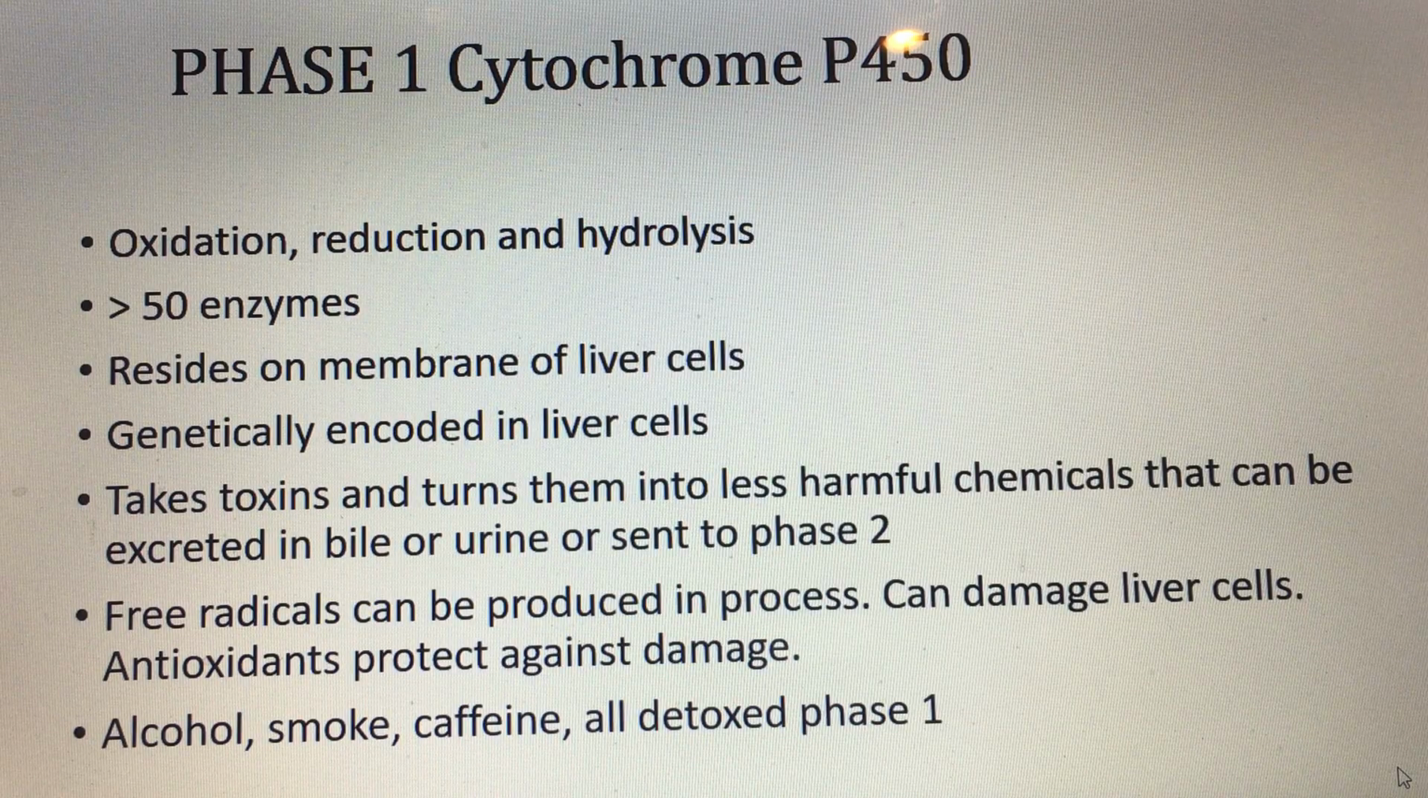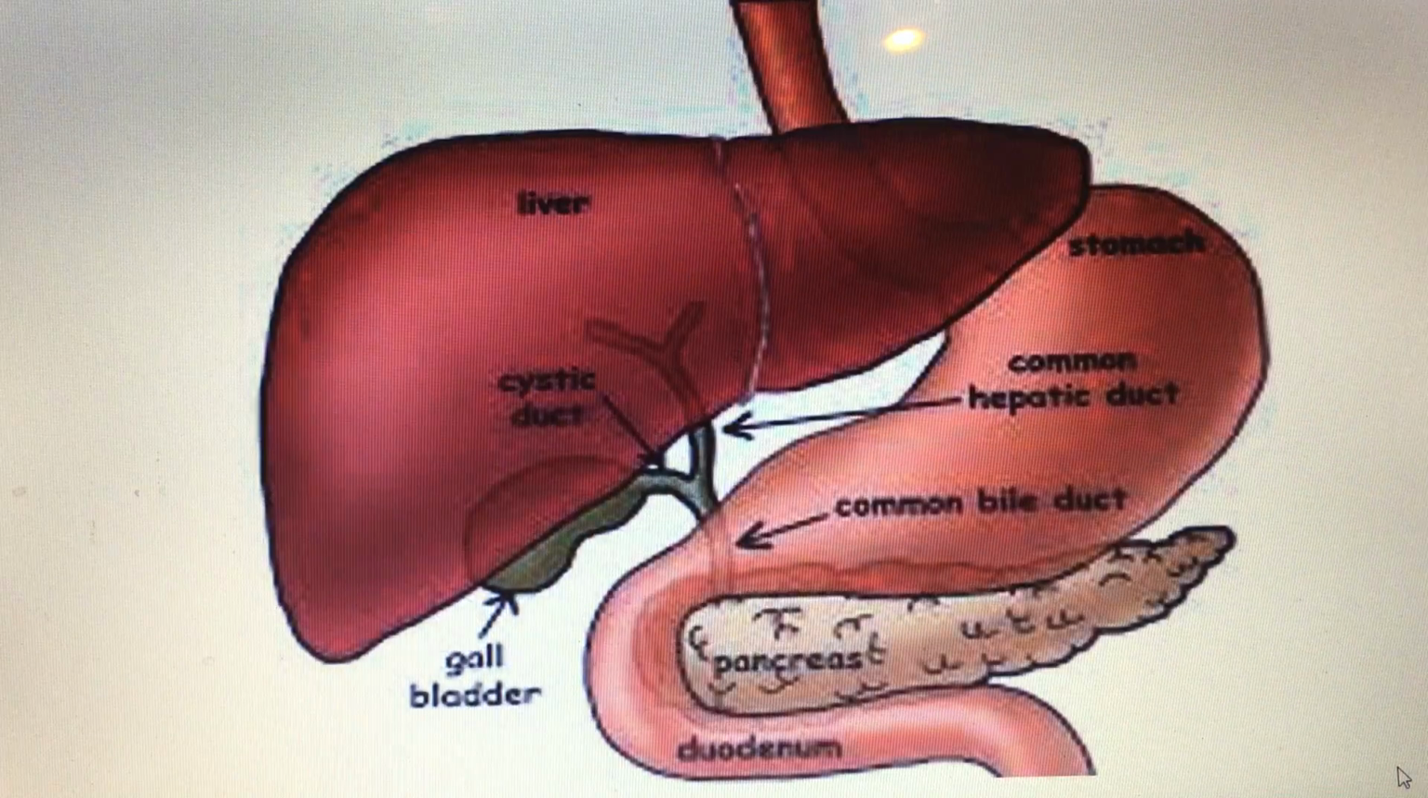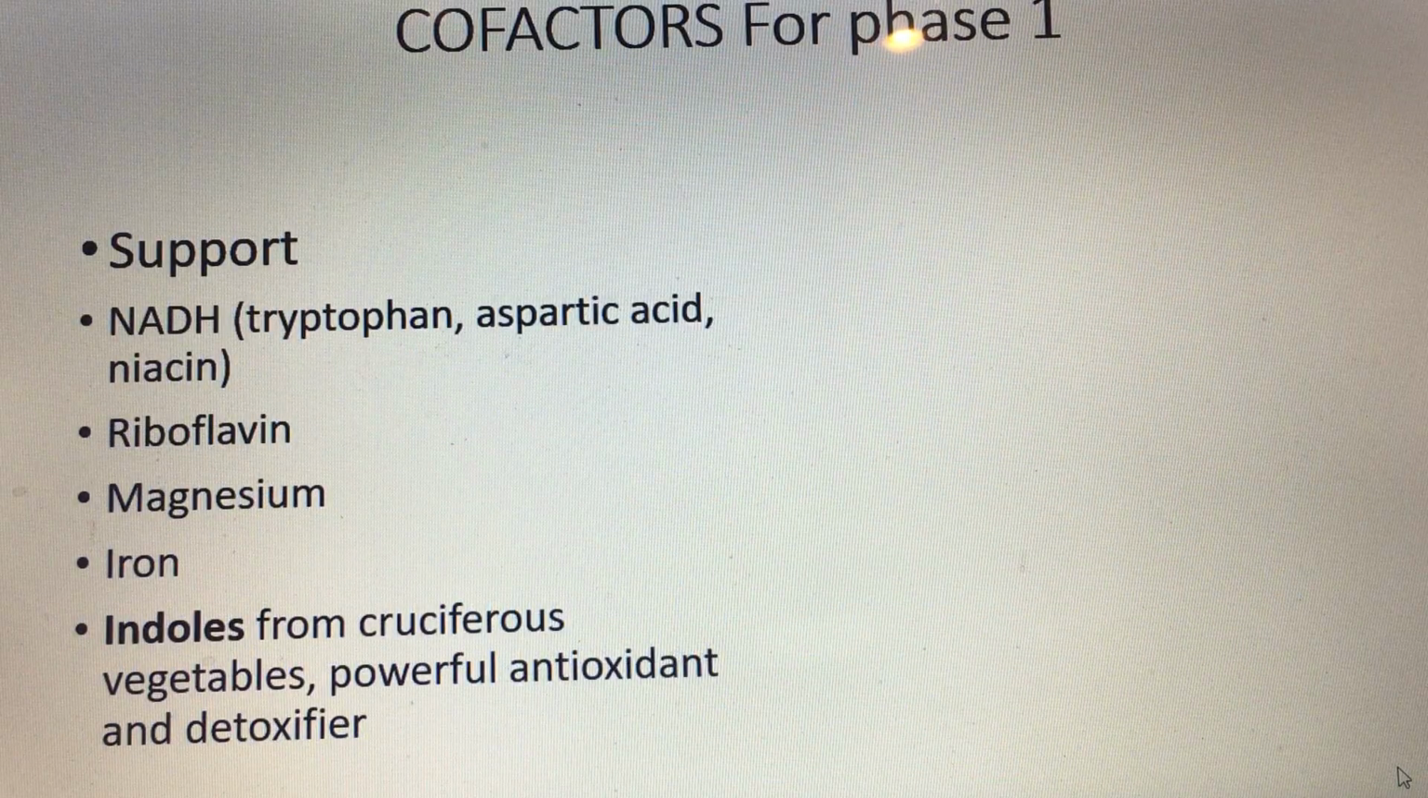Free radicals can be produced in the process, causing damage to liver cells, and antioxidants protect against damage. Alcohol, smoke, caffeine are all detoxed in phase 1. Okay, so the cofactors for phase 1 are tryptophan, aspartic acid, niacin, riboflavin, magnesium, iron. The biggest one here are indoles, and indoles are from cruciferous vegetables, broccoli, cauliflower. We're going to list them later on. Onions, garlic. They're very powerful antioxidants and detoxifiers.